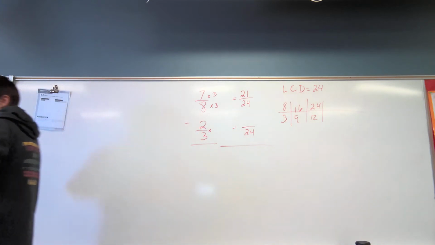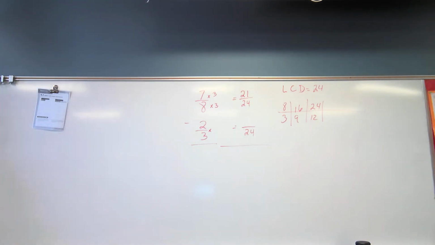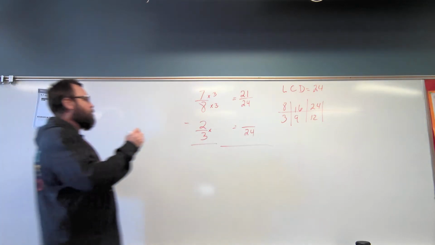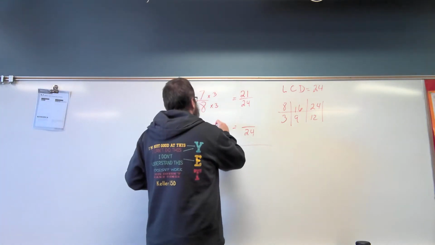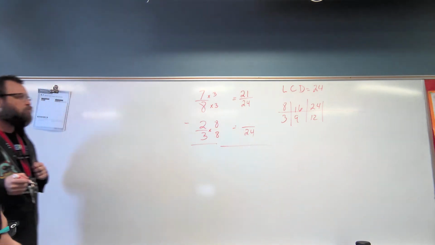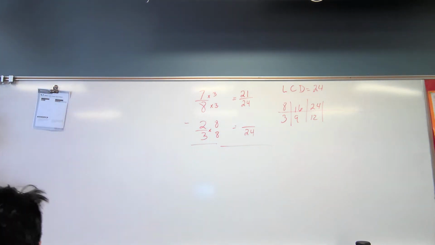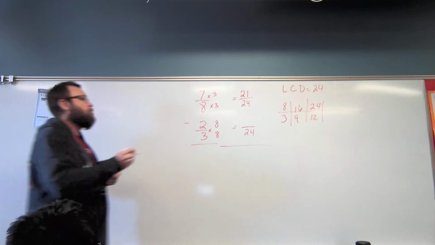I must multiply 2/3 to give me an equivalent fraction that has a denominator of 24. Eli A, what am I going to multiply by? 8. Whatever I do to the denominator, I must also do to the numerator. And my new numerator is what, Eli A? 16.